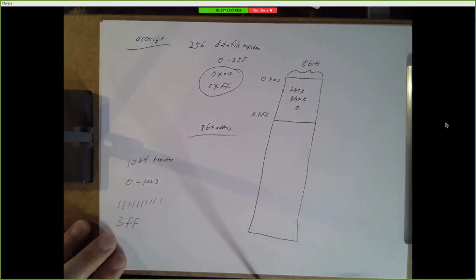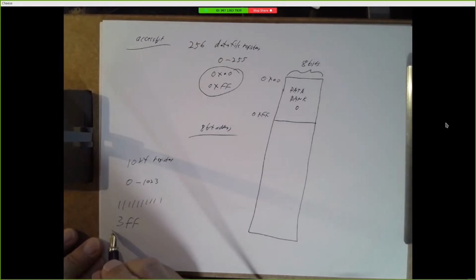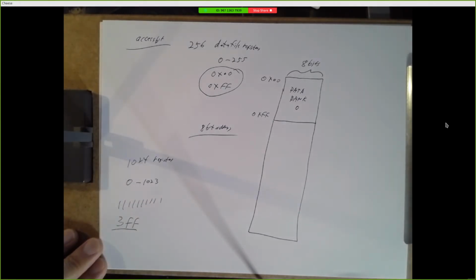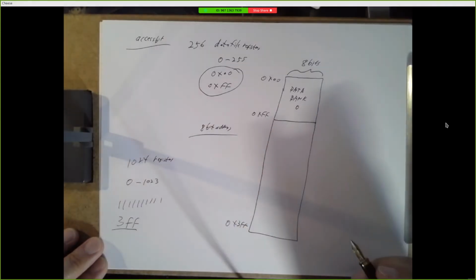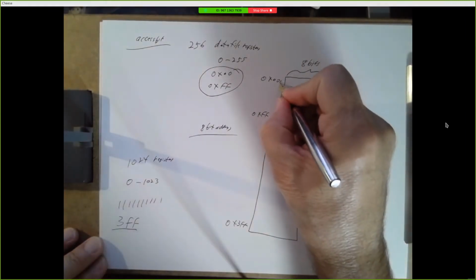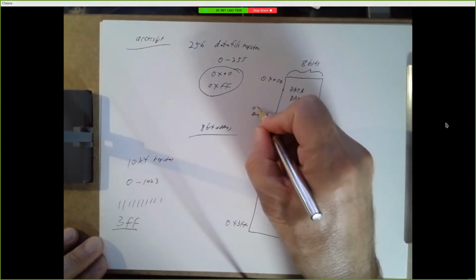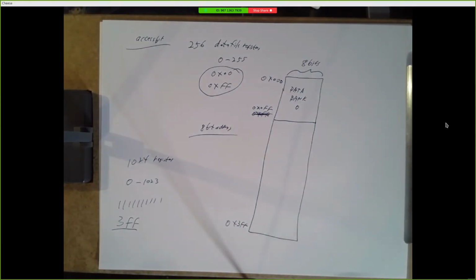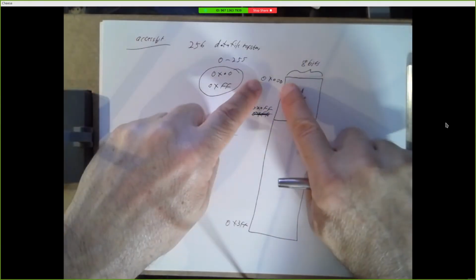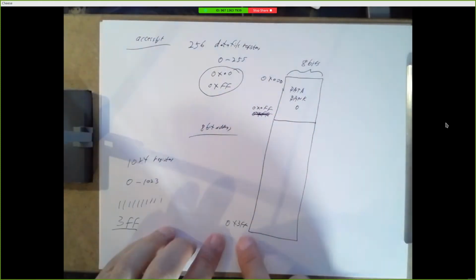All right, so I cannot just use 8 bits to specify an address because my highest location goes up to 3FF now. So let me be consistent and use 3 hex digits for all of my addresses now. So this is location 000, this is 0FF, this is 3FF.